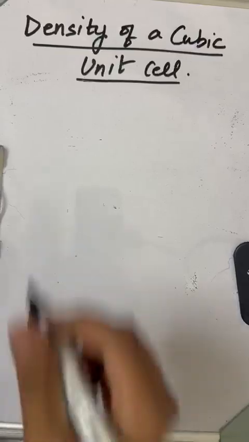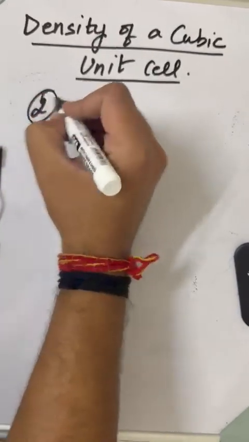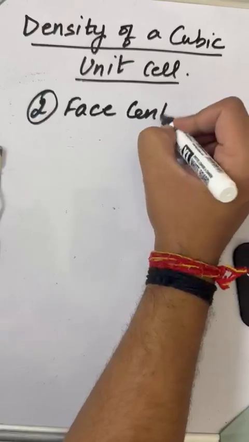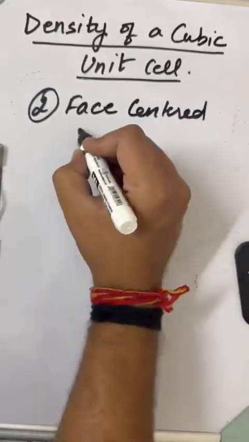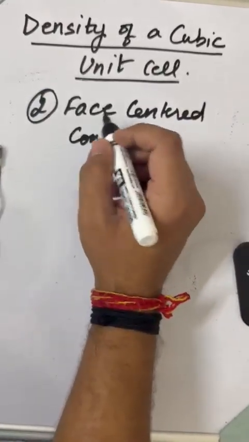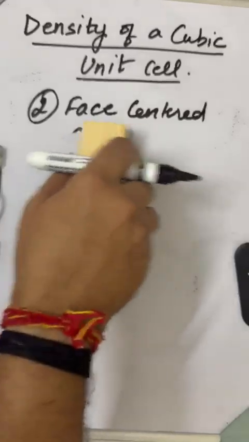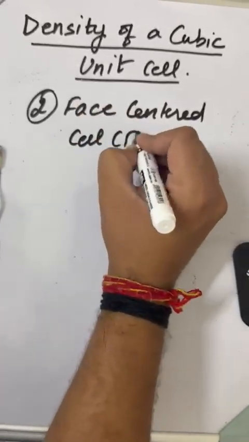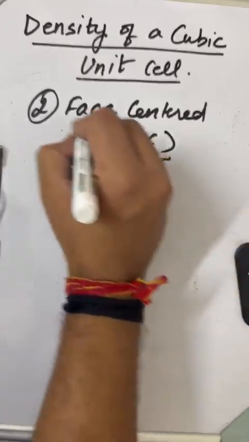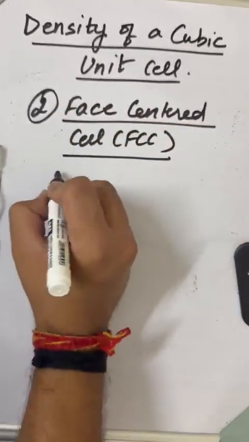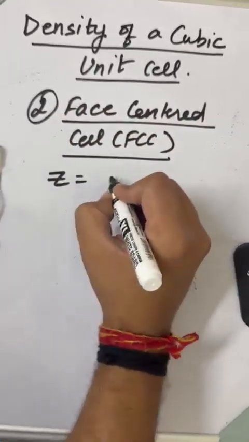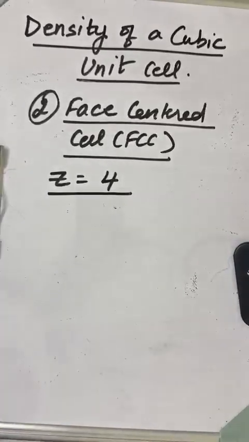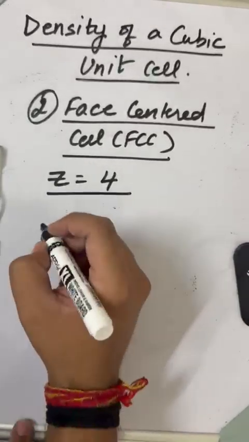Let's go. So next one is the face-centered configuration, or basically face-centered cell, FCC. So here Z is equal to 4. Again, you can always go back to my channel to see how we arrived at the value 4.